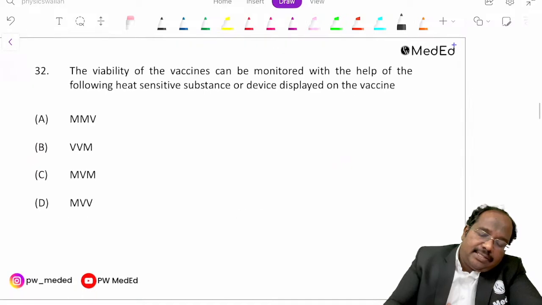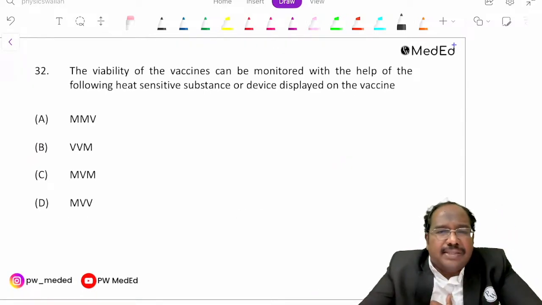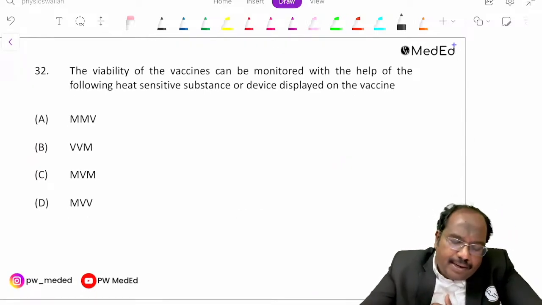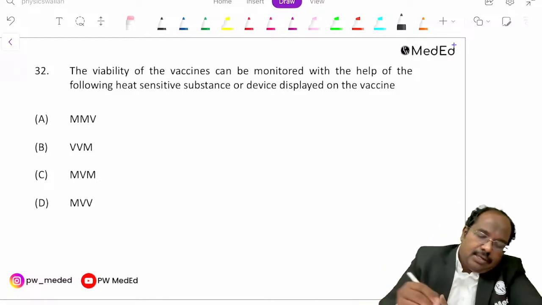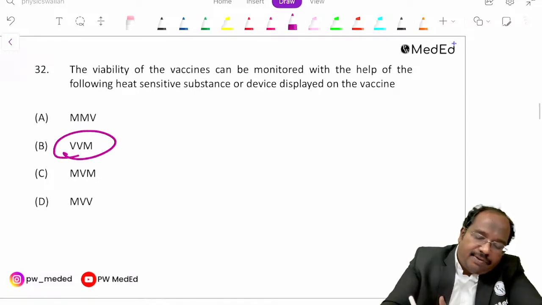What is this? Multiple times vaccine questions came. The viability of vaccines can be monitored with which of these? The answer is VVM, guys. Okay, you will know that.